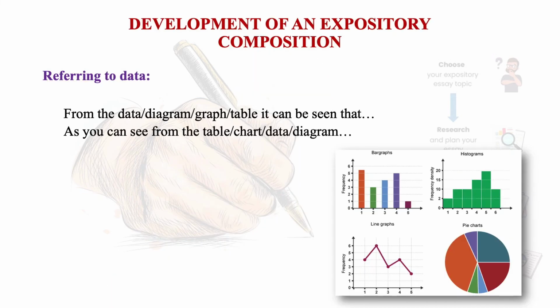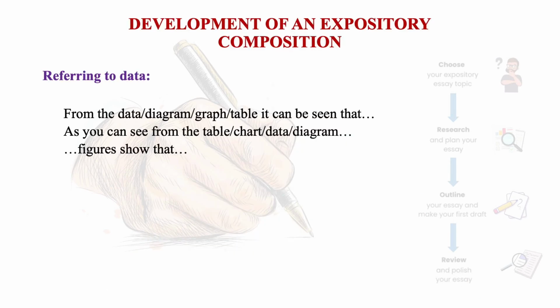As we can see from the table, or as you can see from the chart or diagram, then give your explanation. What do you see there? Or as per these figures, the figures show that something. That means you are talking about particular data. You are referring to data. So this is the way you can talk about the data also.